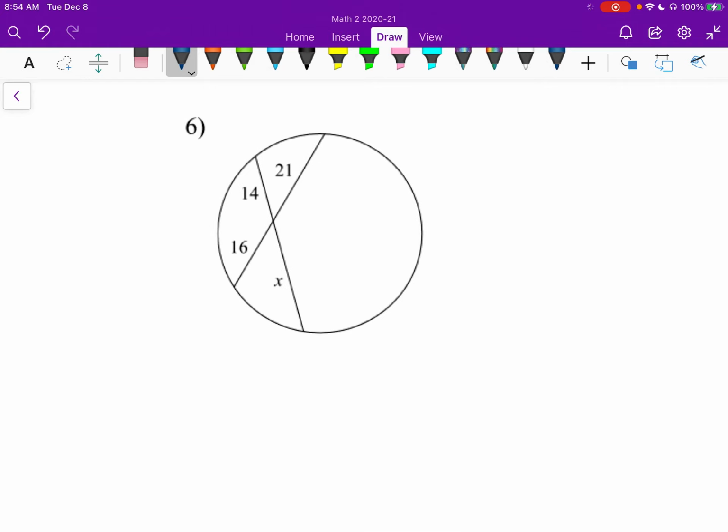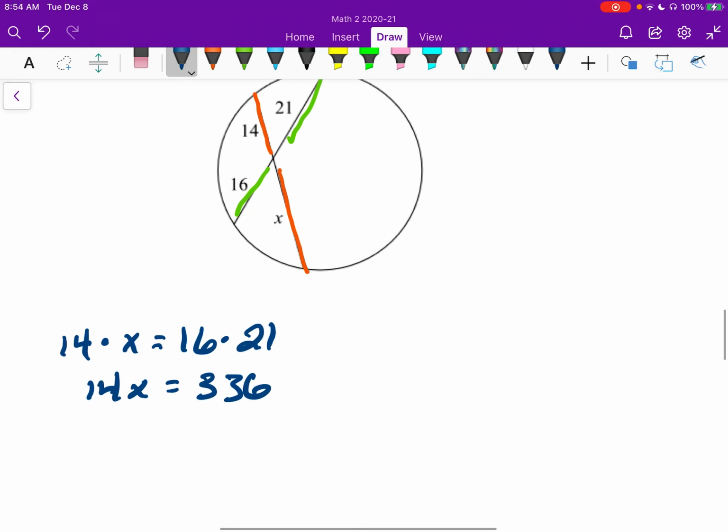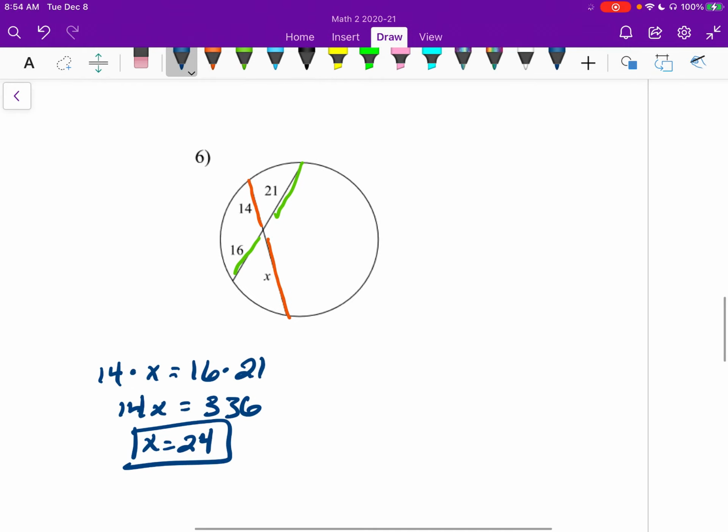Number 6, we have our chords. Here's our first chord and our second chord. So I'll start off with the one with the 14 and the x. So I'm going to say, well, 14 times x equals 16 times 21. So 14x equals 16 times 21, which is 336. Whenever I divide by 14, I get x is 24. All right. Always remember that we use the same chord. We use the cut chord.